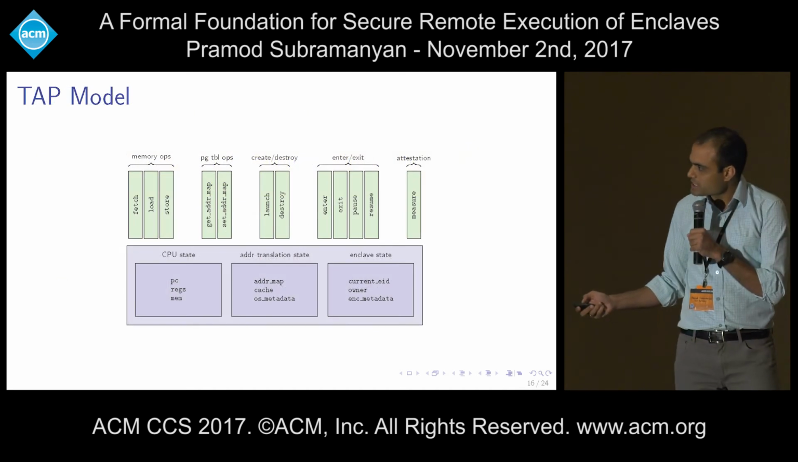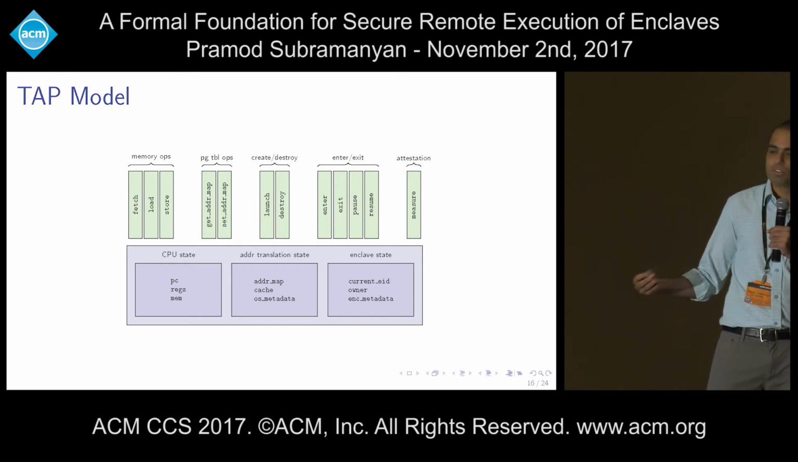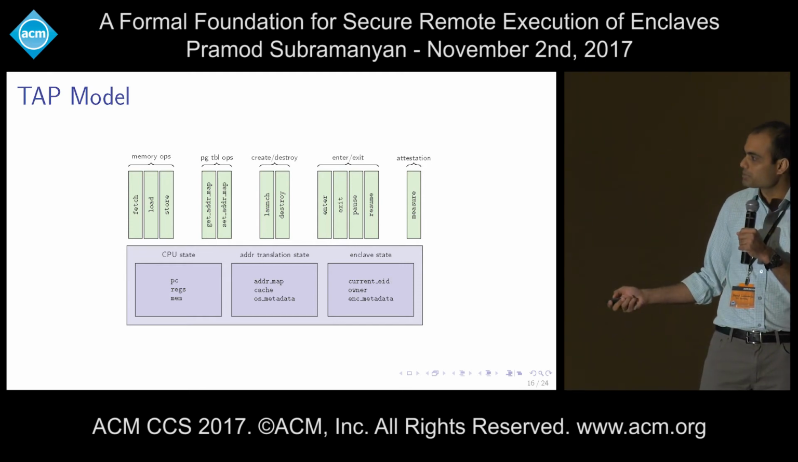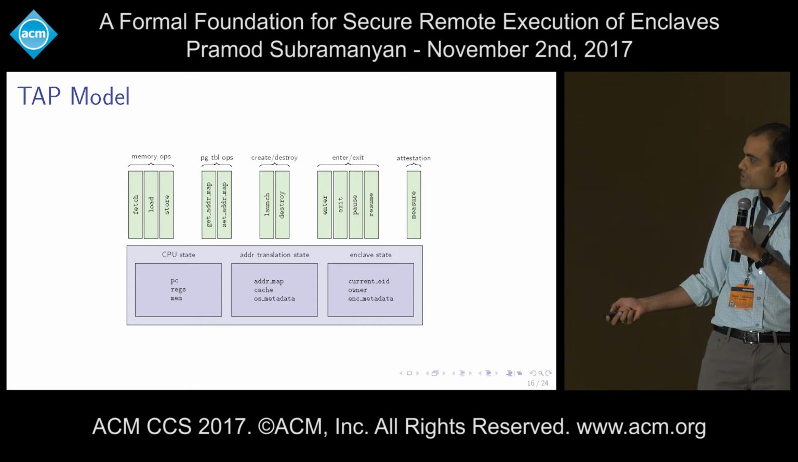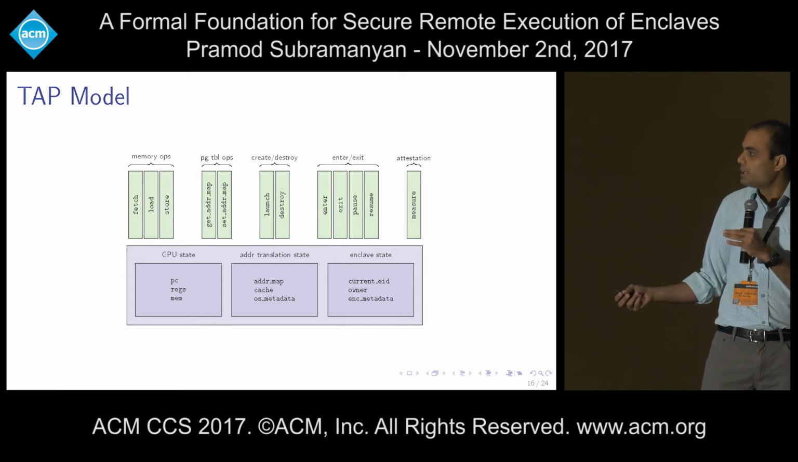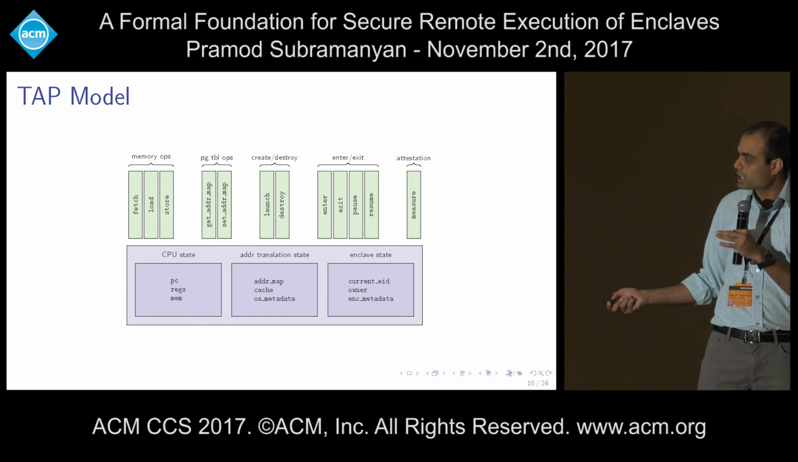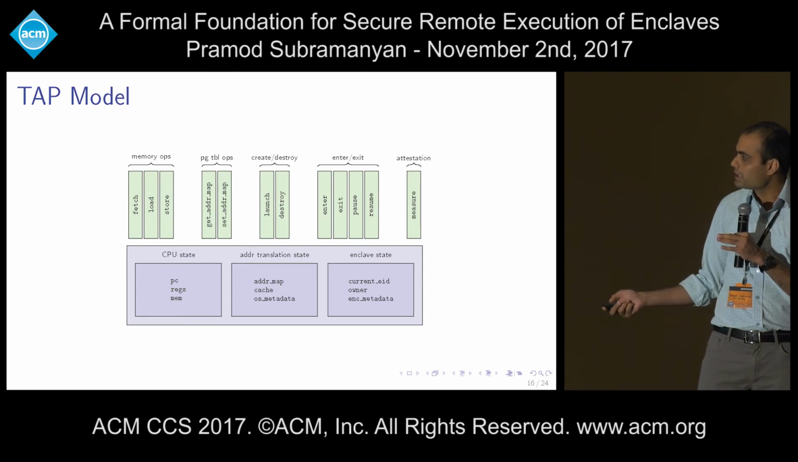So the TAP model is very straightforward. It consists of three things. There is some state that you need to store in order to keep track of what the CPU is doing. So there's a program counter, there's some unbounded number of registers, and there's a memory which is addressed using physical addresses. There is some address translation state because you need to keep track of how each enclave's virtual memory address is mapped to physical memory addresses. There is a cache model, and finally there is some metadata that you need to store about what enclaves are executing in the system.